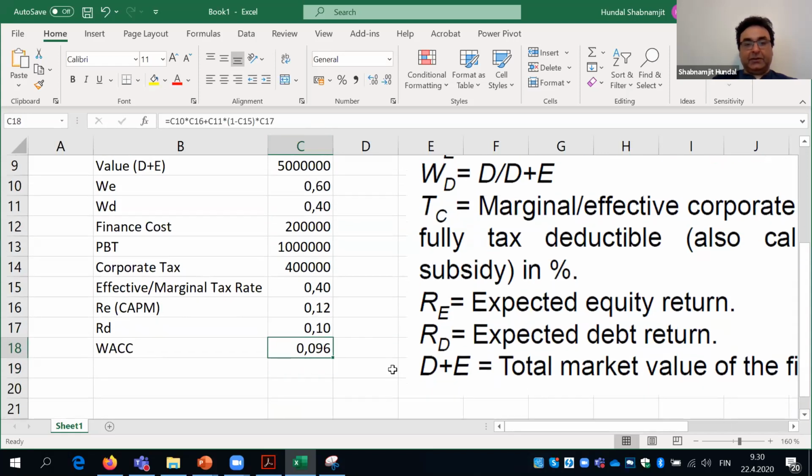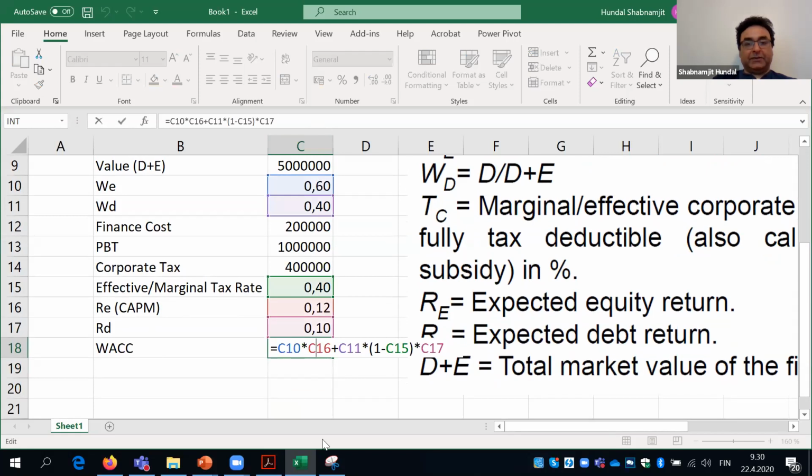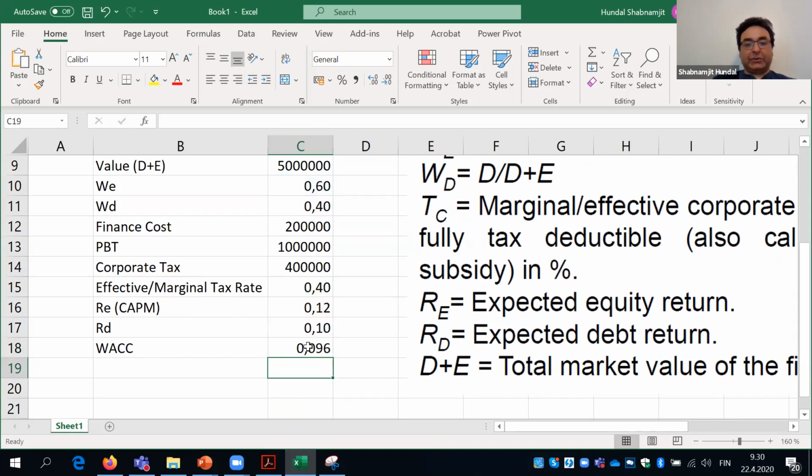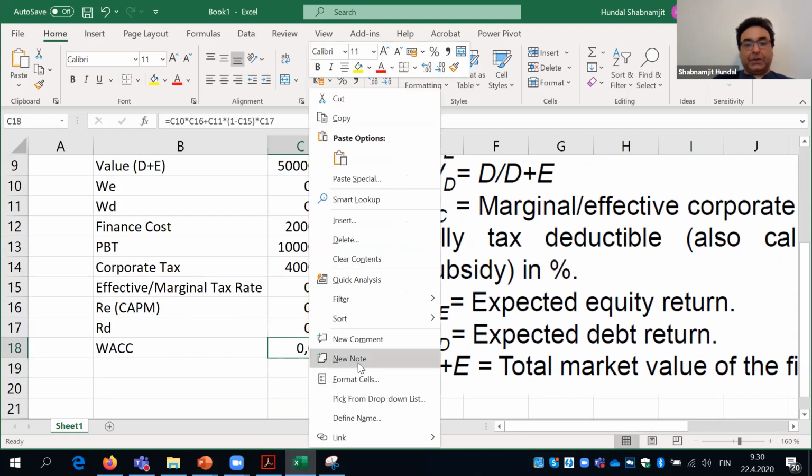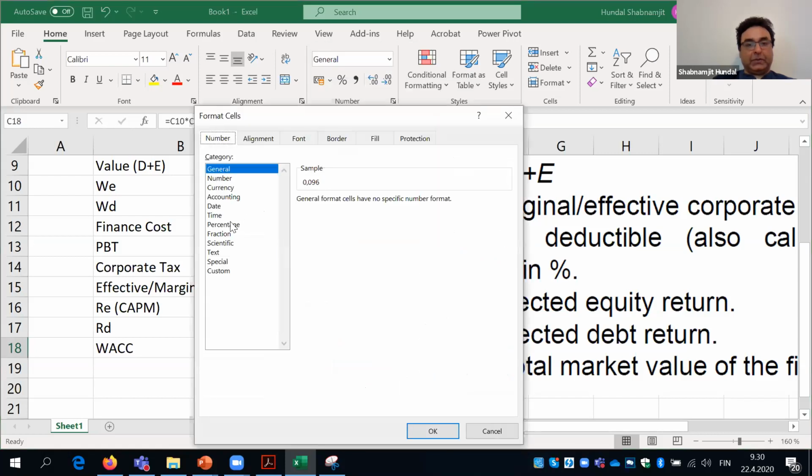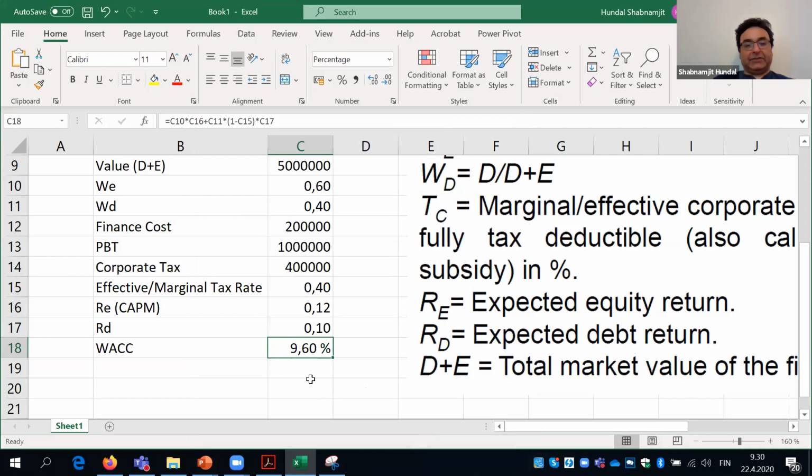So in other words, even though visibly the cost of debt is 10%, you're not paying 10% because you're only paying 60% of 10%, because 40% is the tax, and that tax is a subsidy on debt. So it comes out to be 9.6. If I change it to a percentage with 2 decimal points, yeah, it comes to be 9.6%. So this is the weighted average cost of capital.